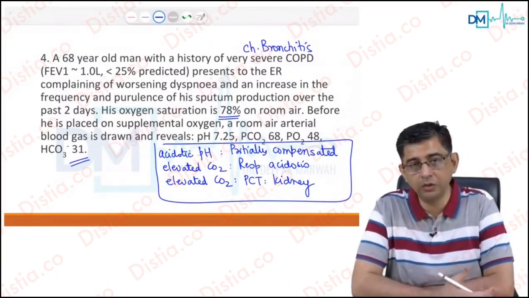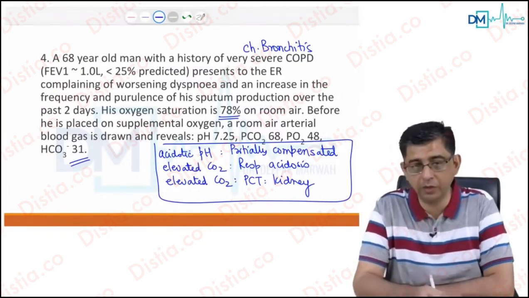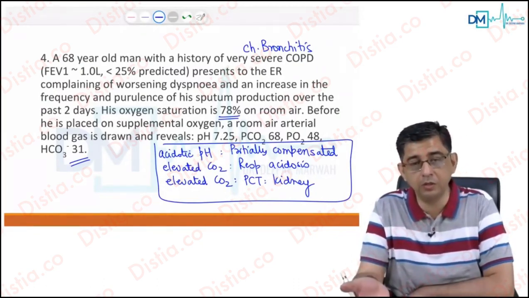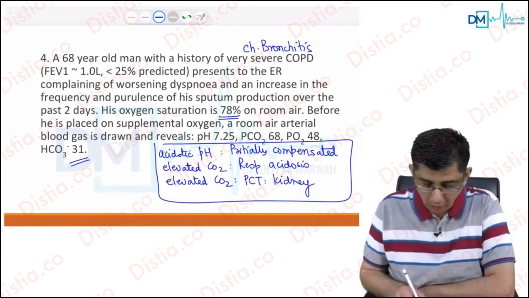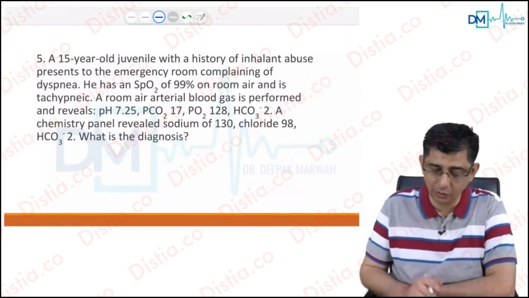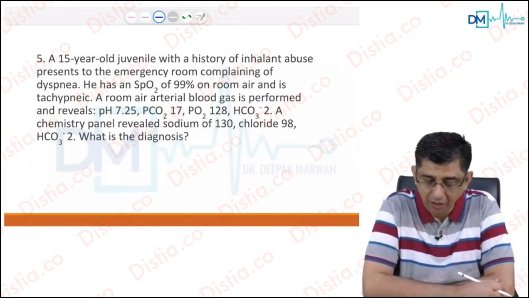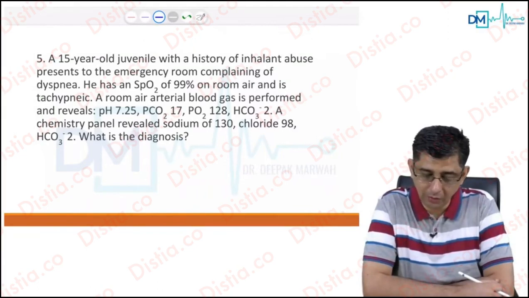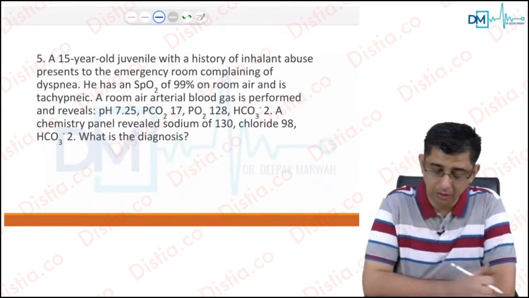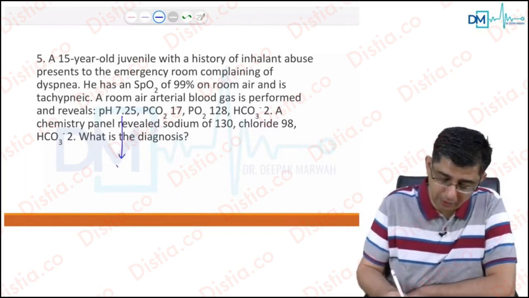So all you had to do in the question was to work out whether it is a partially compensated or uncompensated one. pH is less than normal, so it is partially compensated. How do you know it is compensation? By bicarb values. Let's practice now with an open mind, and let's not think that we're dealing only with respiratory acidosis. A 15-year-old juvenile with history of inhalant abuse presents to the ER with dyspnea. His SpO2 is 99%, but he is tachypneic. Look at the pH. It is acidotic.